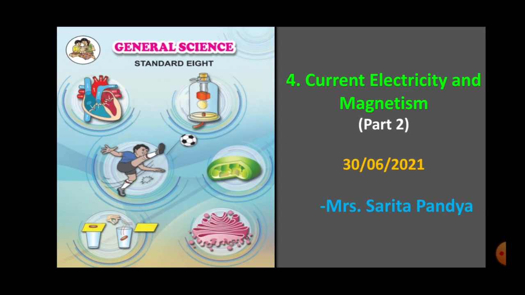Dear students, we had already started with lesson number 4, current electricity and magnetism. Half of the lesson is over, and the remaining part of the lesson I am going to explain to you today, and I hope that we will be able to complete the lesson today. So let's start with the lesson.